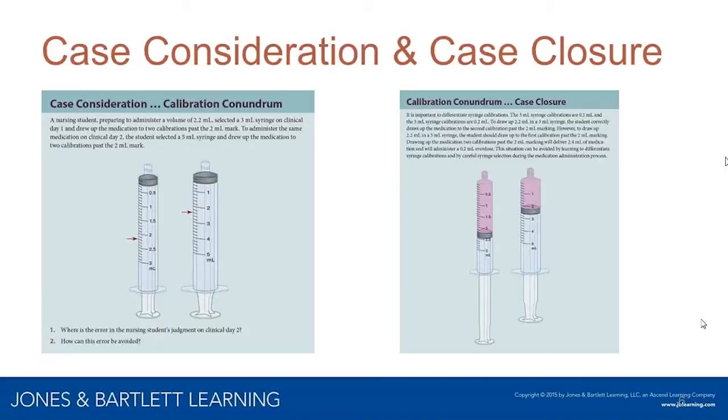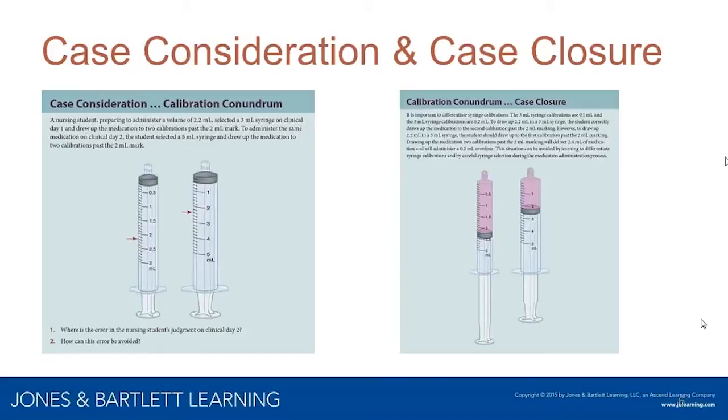This case consideration is called Calibration Conundrum, and it opens Chapter 3. That's the chapter that covers medication administration and medication administration equipment and equipment calibration. So the student needs to draw up 2.2 milliliters of medication, and on clinical day 1 uses a 3 ml syringe, and on clinical day 2 uses a 5 ml syringe to draw up the same amount. And the student, assuming that the calibrations are the same, draws it up to 2 calibrations past the 2 milliliter marking on both clinical days. And so case consideration says, what's the problem?